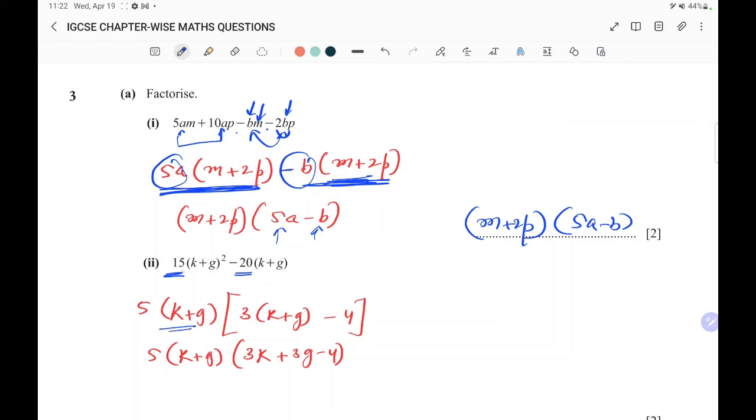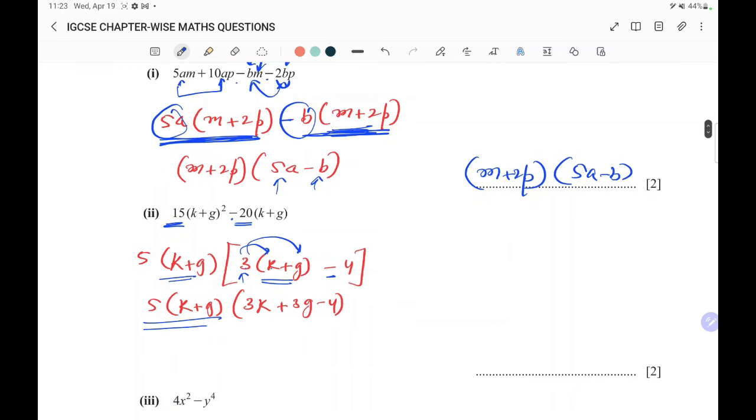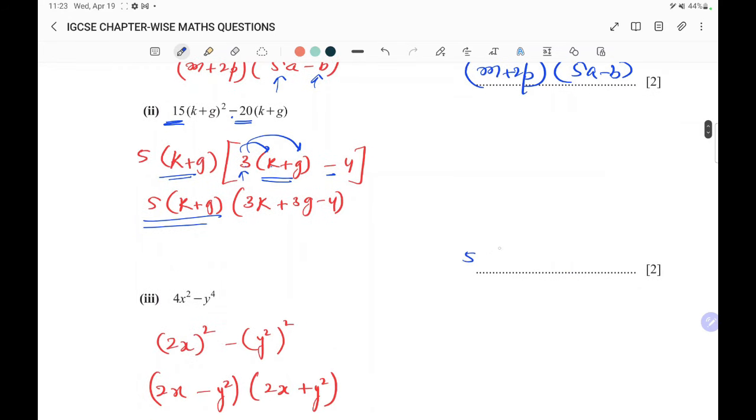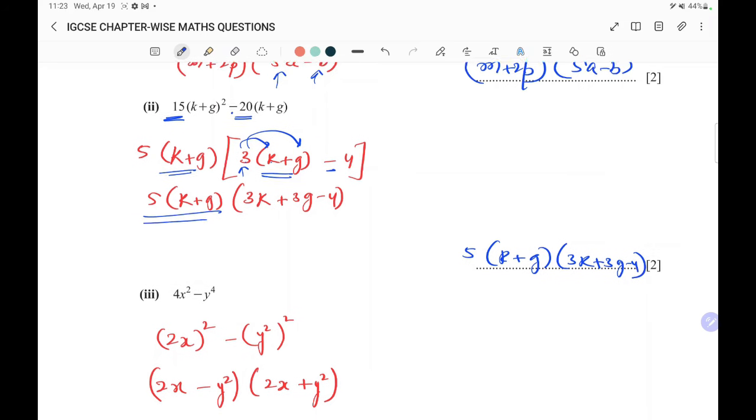So you can take k plus g here. Now out of 15, 5 is here, so 3 multiple will be left here, and this is (k plus g) whole square. So k plus g I have taken common, 1 k plus g will be left. Now this is 20 and 5 was outside. So 5 already we have taken common, so 4 multiple will be left, and this minus will be left as it is. So 5(k plus g) is here. Now 3k, and this 3 times k, that's 3k, then 3g, and minus 4 is remaining. So here we can get factorization: 5 times (k plus g) bracket and (3k plus 3g minus 4).